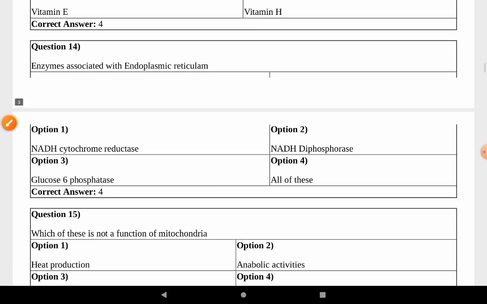Our next question is enzymes associated with endoplasmic reticulum. Option 1 NADH cytochrome reductase, option 2 NADH diphosphorase, option 3 glucose 6 phosphatase, option 4 all of these. So the correct answer is option 4, all of these. All of these enzymes are associated with ER.